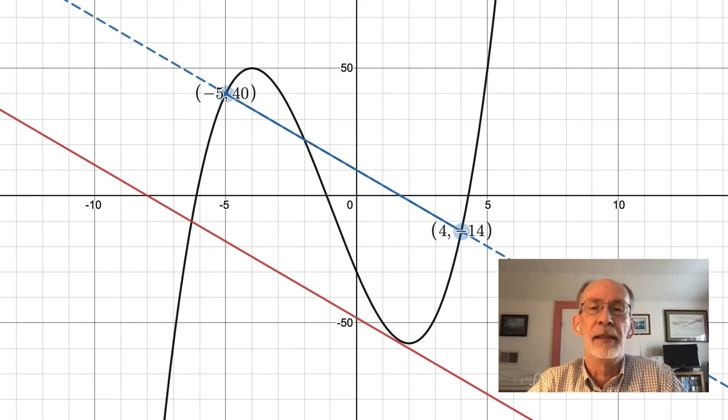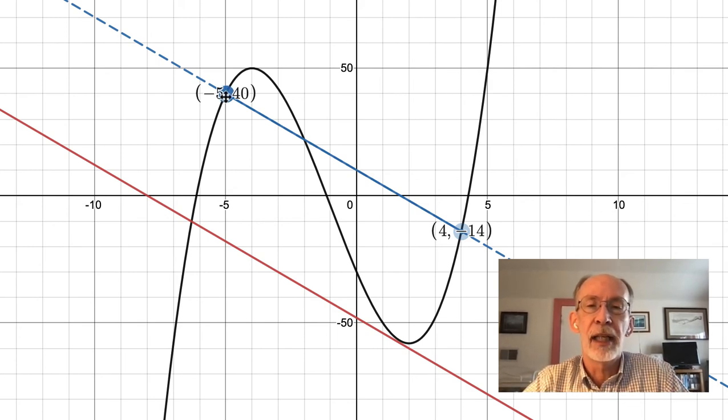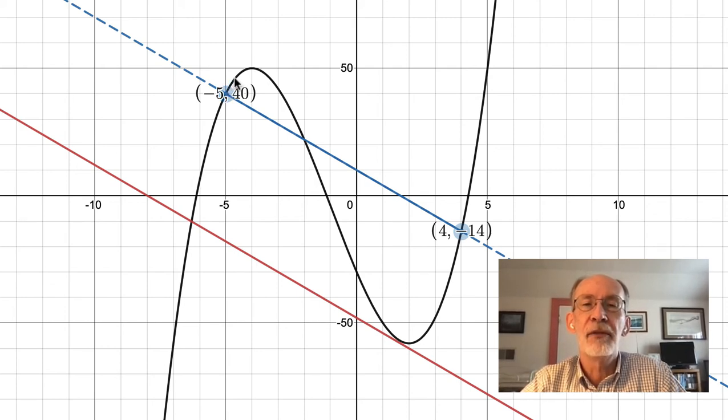Now, why should this be? Informally, if you think about it, the function has to get from -5, 40 to 4, -14, and either it goes there in a straight line, which of course it doesn't being a cubic, or it spends some time getting there faster, if you will, at a greater rate of change, and sometime getting there at a lesser rate of change.